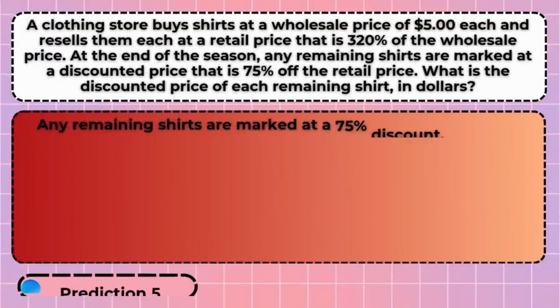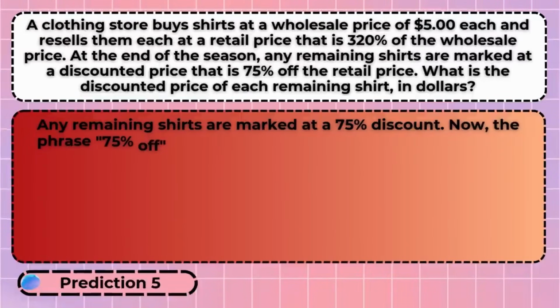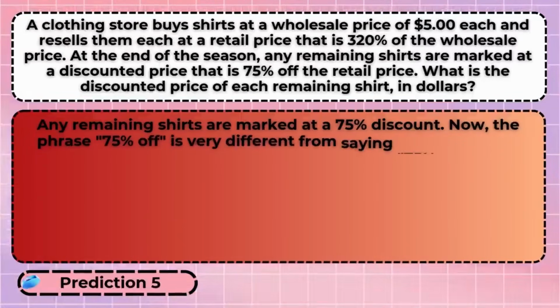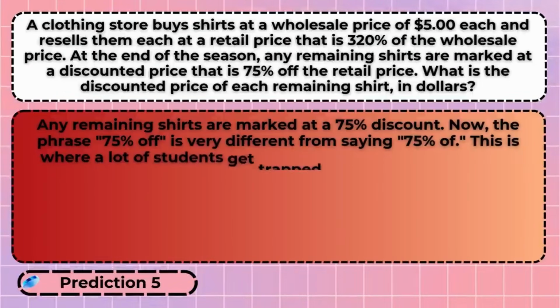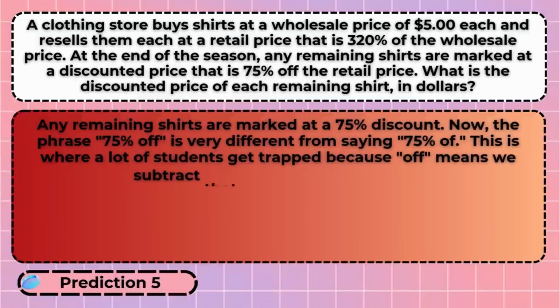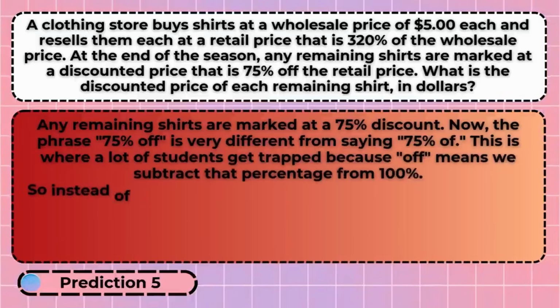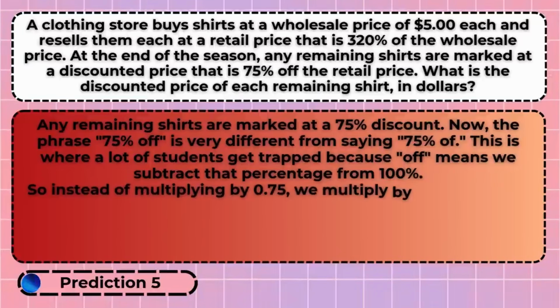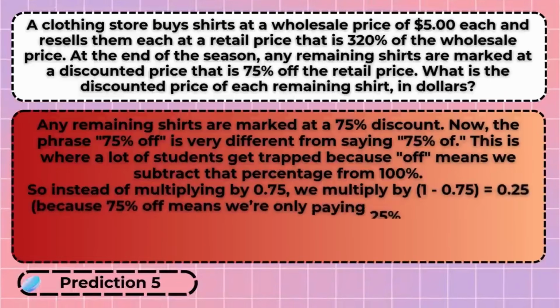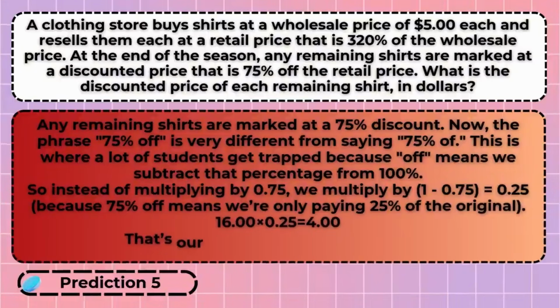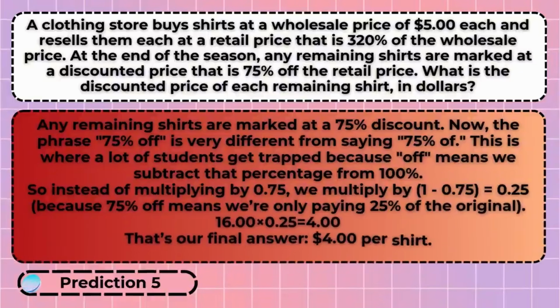But you're not done yet. There is a second step that you should take. Any remaining shirts are marked at a 75% discount. Now the phrase 75% off is very different from saying 75%. This is where a lot of students get trapped, because "off" means we subtract that percentage from 100. So instead of multiplying by 0.75, we multiply by 1 minus 0.75, which is 0.25, because 75% off means you're only paying 25% of the original price. So $16 multiplied by 0.25 equals 4. So that's our final answer, $4 per shirt.